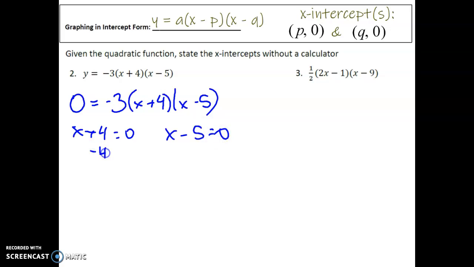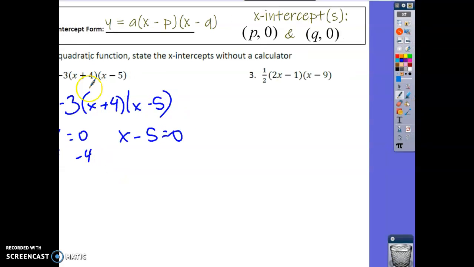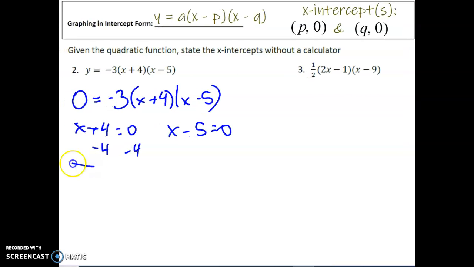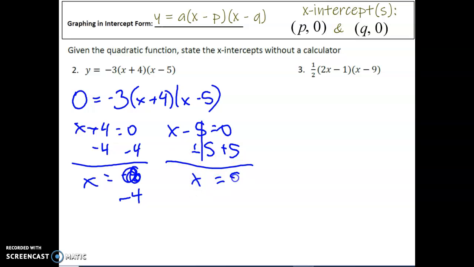And then in order to get x by itself, I do the opposite. So I end up with an x value of -4, and also an x value of +5, which is the opposite of what I had to start with, right? I had +4 in the parentheses, so my intercept is at -4. I had -5 in the parentheses, so my intercept is at +5. And I could write both of those as points, and those would be my 2 points.